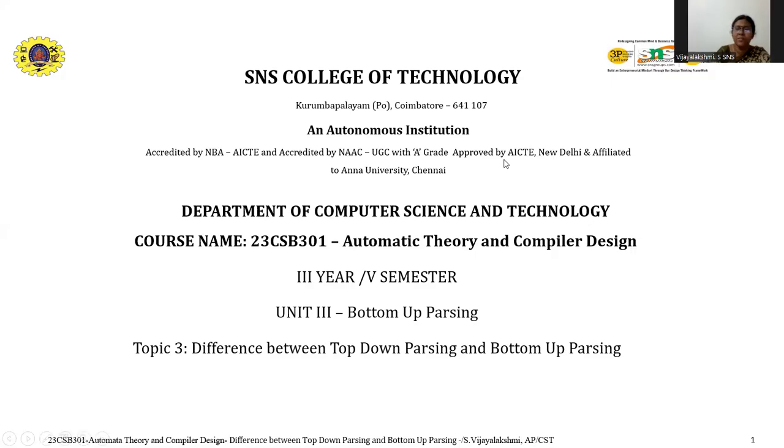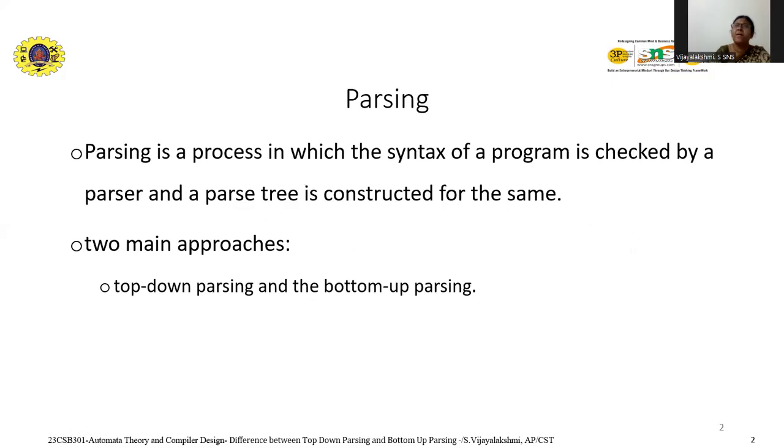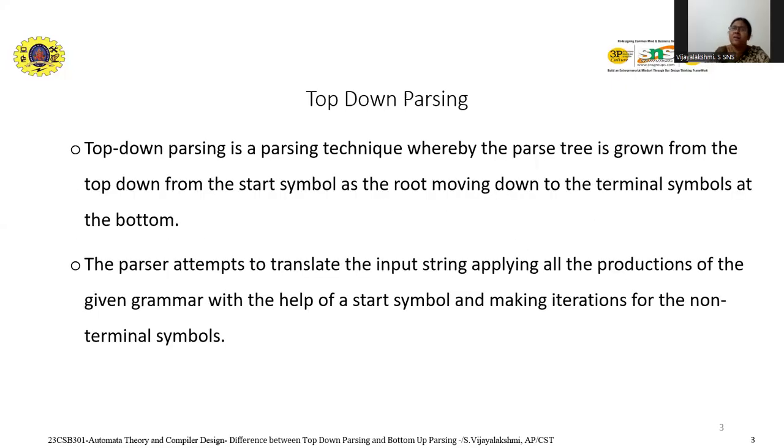First, top-down parsing. Parsing is the process in which the syntax of the program is checked by the parser, and we can generate the parse tree for the same. There are two main approaches, top-down parsing and bottom-up parsing. Top-down is one of the parsing techniques whereby the parse tree is built from the start symbol, moving down to the terminal symbols at the bottom.